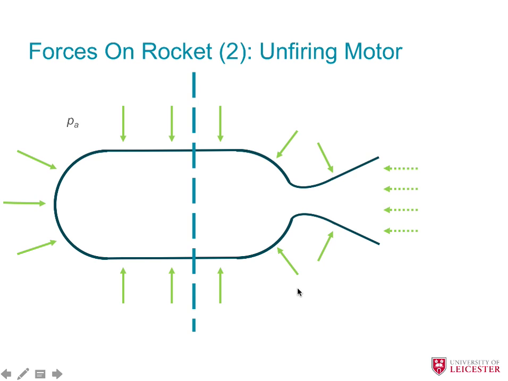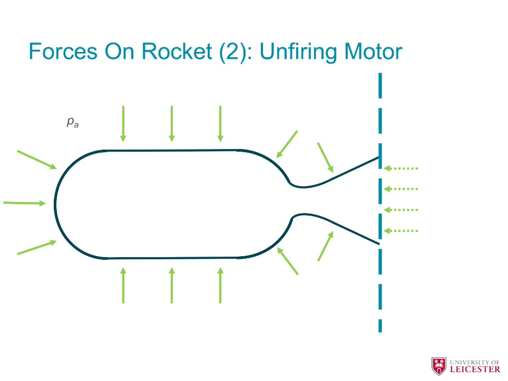That might seem trivial, but if we consider that plane now being moved to the exit plane of the motor, we discover something quite interesting, which is that at the exit plane, the forces on the left of the motor are balanced by the force on the right of the line. And the forces on the right of that line are easy to evaluate. It's just the ambient atmospheric pressure multiplied by the cross-sectional area of the exhaust exit plane. So with the unfiring motor, those forces balance.